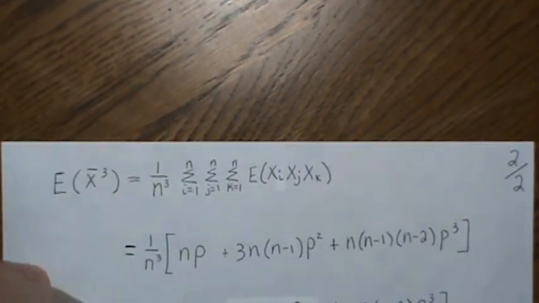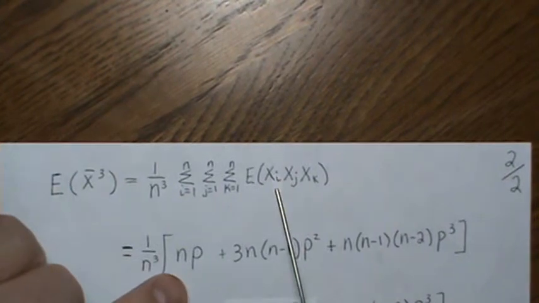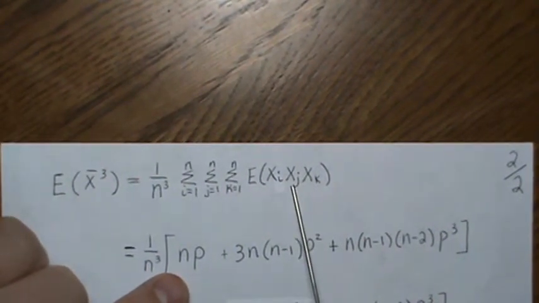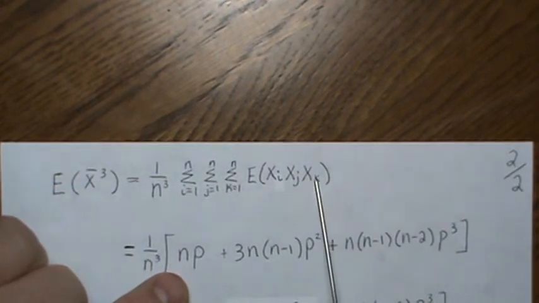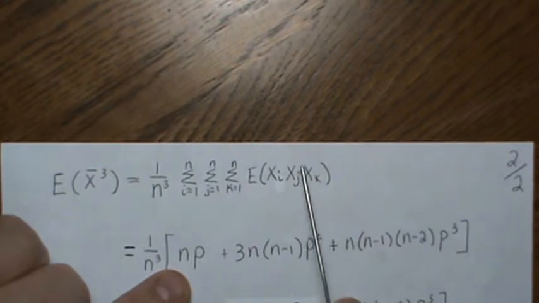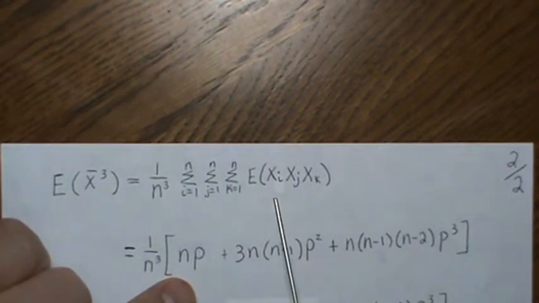First, let's assume they're all the same. So there's n ways to choose the i. Then there's 1 way to match it, 1 way to match it. So it's n times 1 times 1. And the expected value of x cubed is p. So this is that quantity.